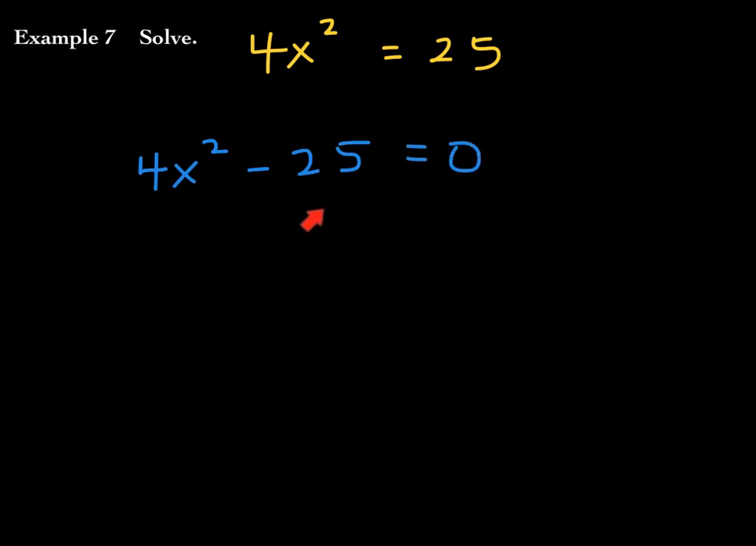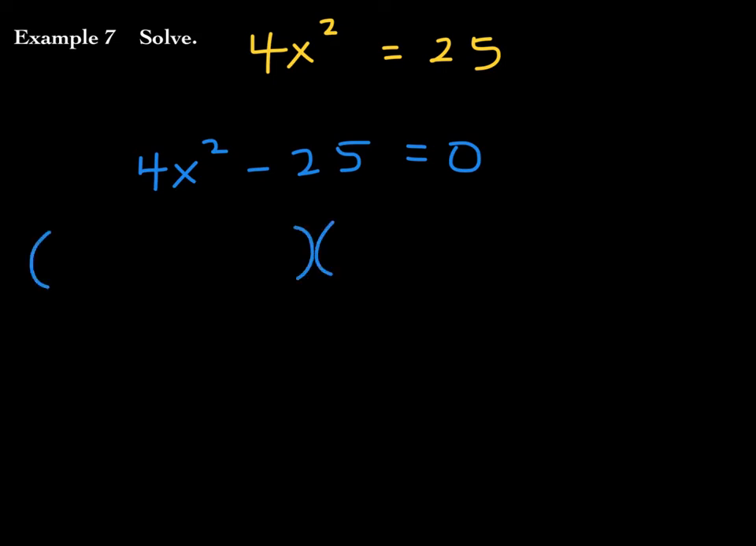Notice the GCF is 1, so we can skip that step. But what do you notice here? What do we have? It's a binomial, and it's a difference. Is it a difference of 2 cubes? No, because 25 is not a perfect cube, neither is 4. Is it a difference of two squares? I hope you said yes.